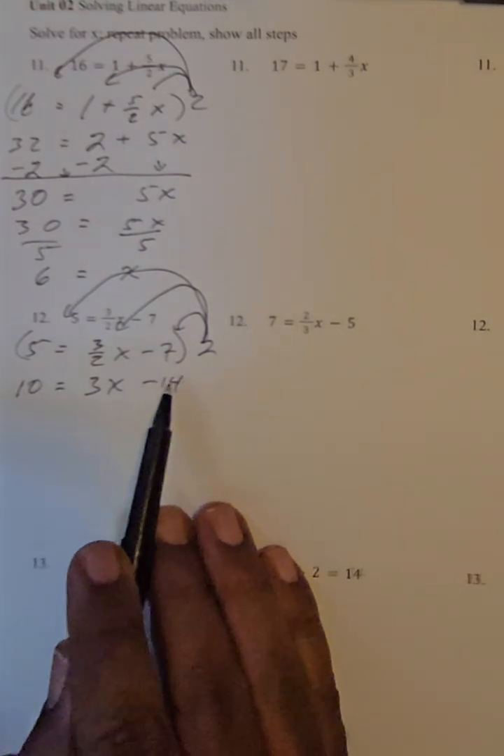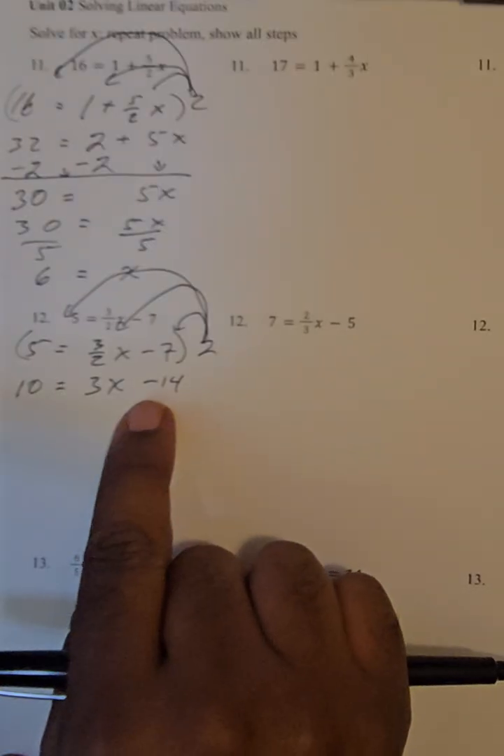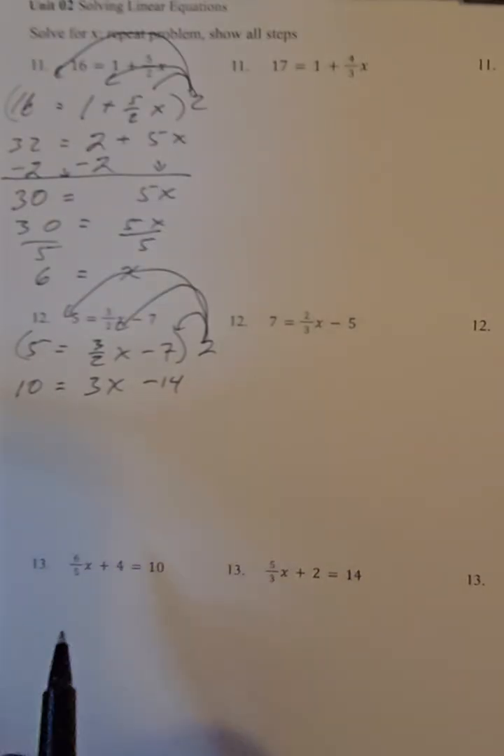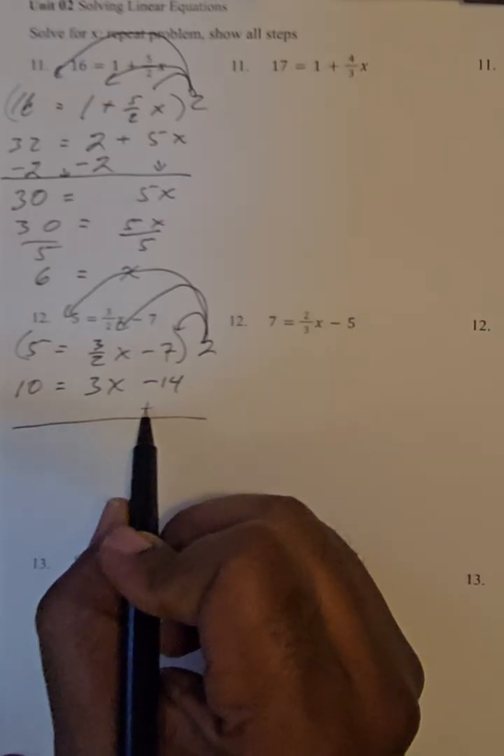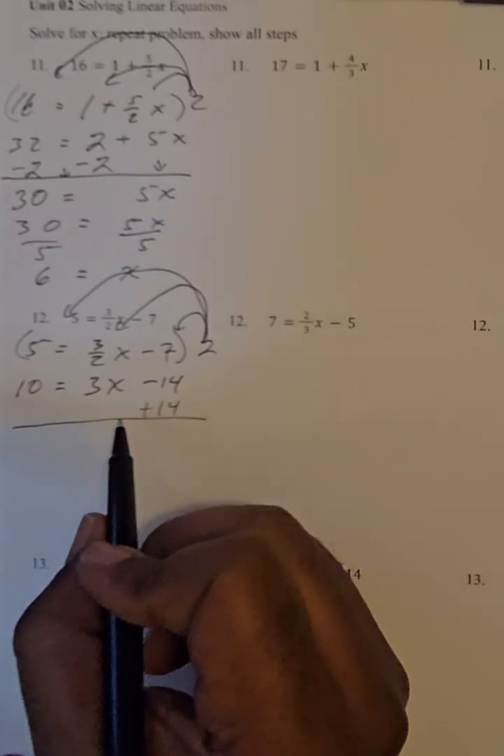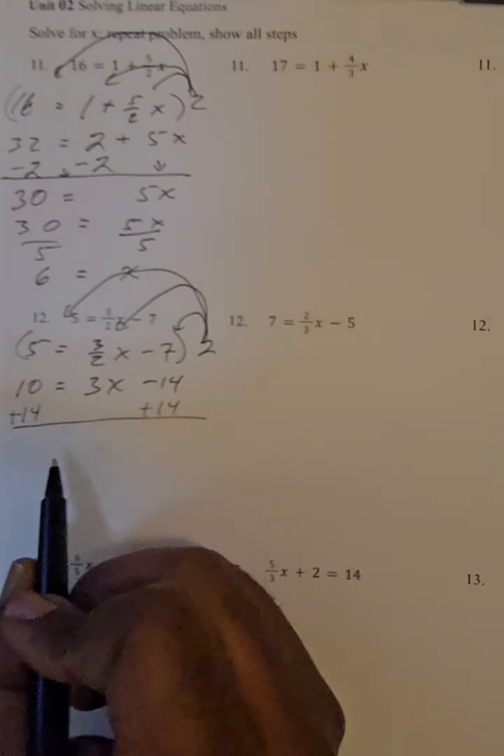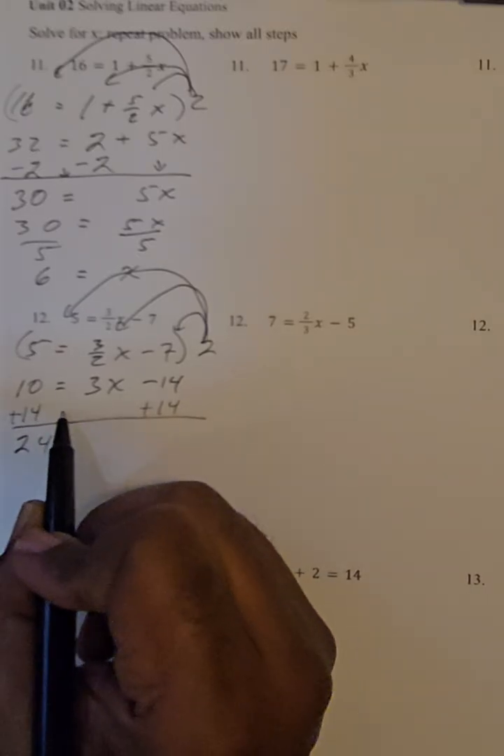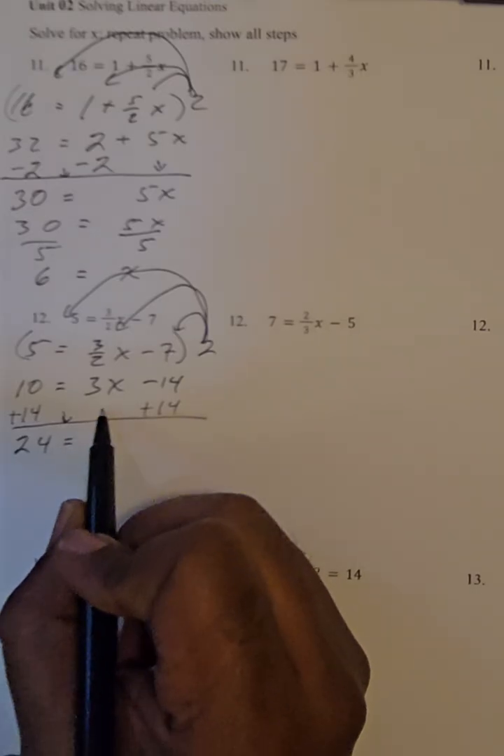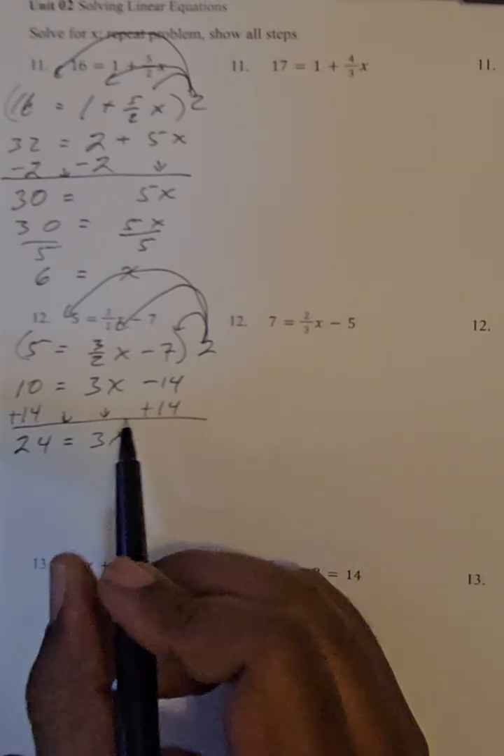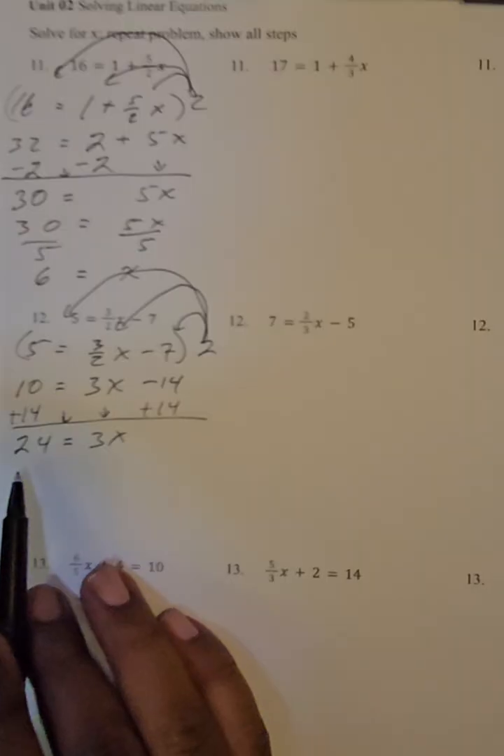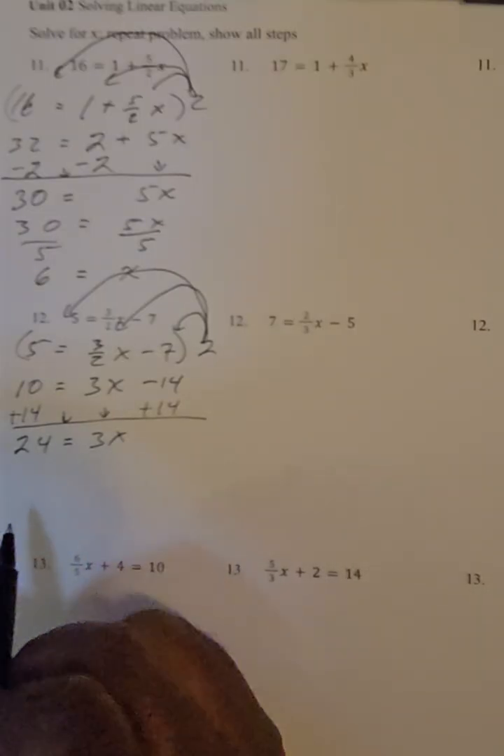Now, I'm going to isolate the x by getting rid of the subtracting 14 first. So we use adding 14. And what we do to one side of the equal sign, you do to the other. So put another adding 14 there. This gives us 24. The equals comes down. The 3x comes down. And we have 24 equals 3 times a number.